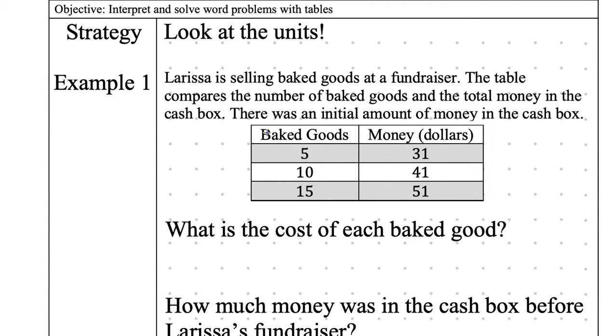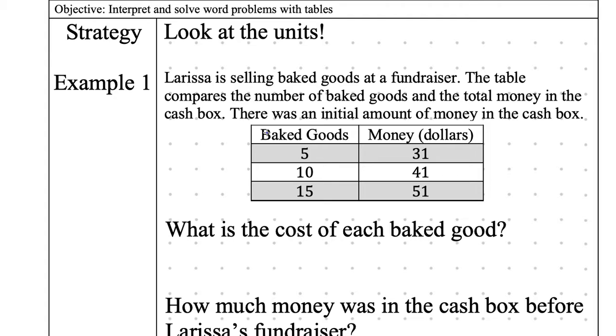So in example 1, who wants to read? I think Larissa should obviously read. Okay, Kira, go for it. Larissa is selling baked goods at a fundraiser. The table compares the number of baked goods and the total money in the cash box. There was an initial amount of money in the cash box. All right, cool, thank you.